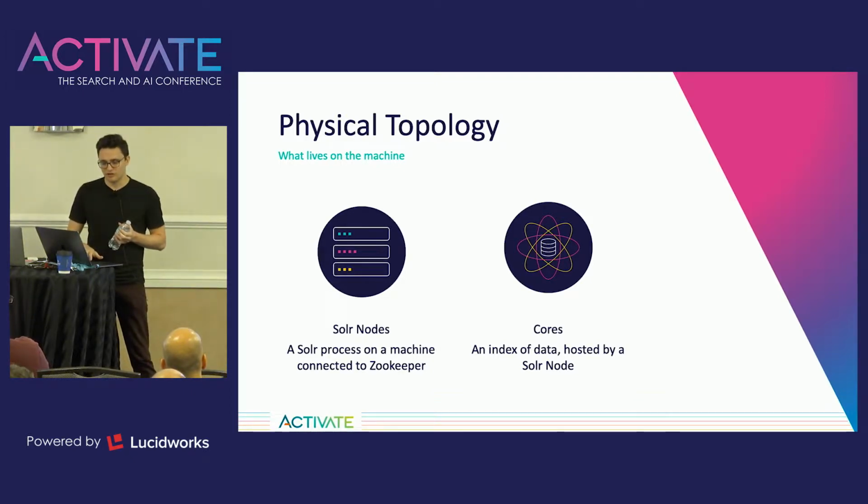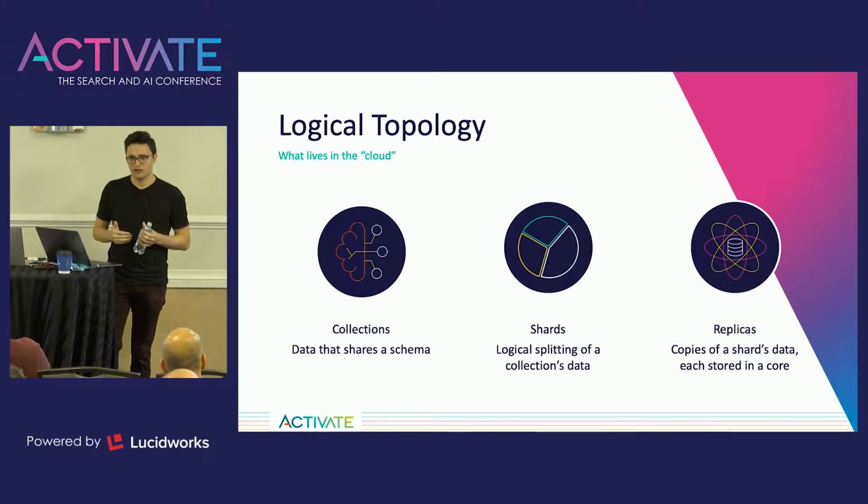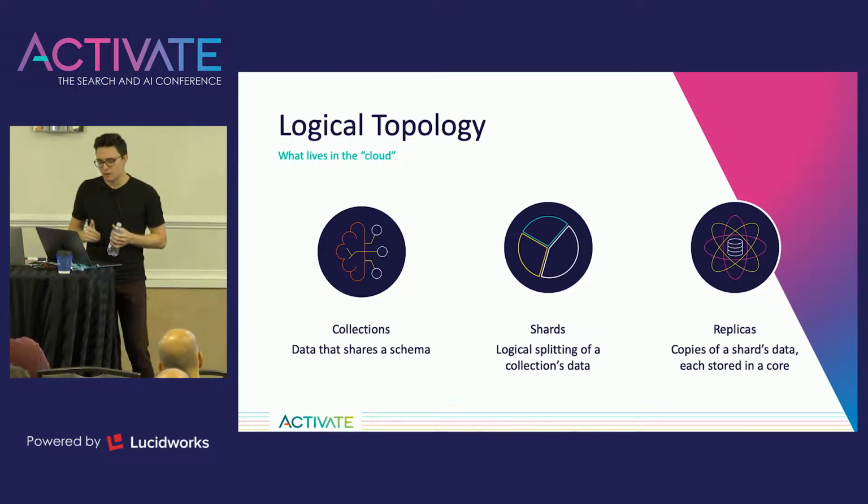The logical topology is what we generally think of when we think of Solr Cloud. We have a series of collections. Collections are nothing more than data that shares a common schema. Shards are ways to break down collections into smaller bits so that they can be stored in a better way, and we have more parallelism in our requests.